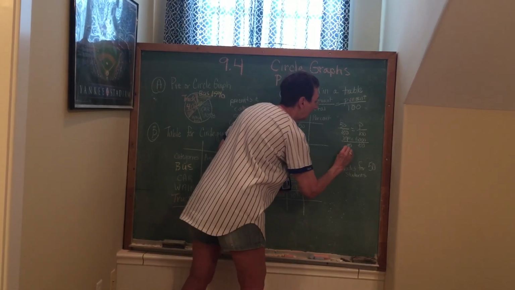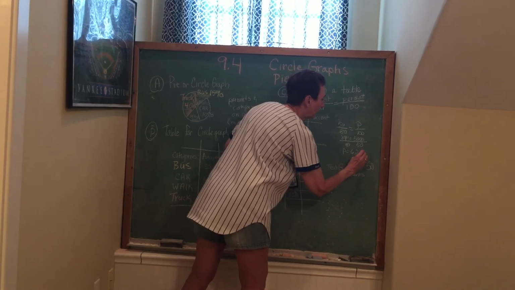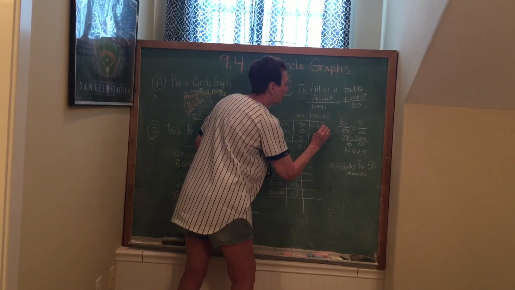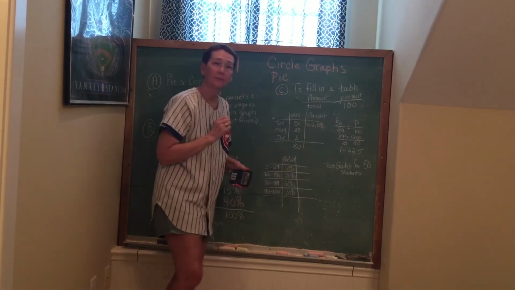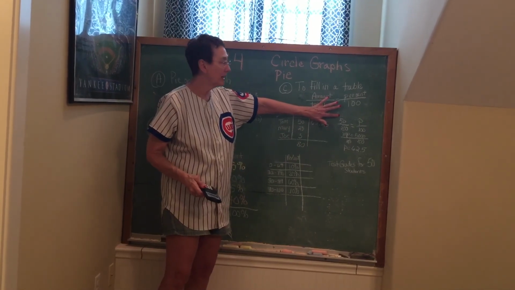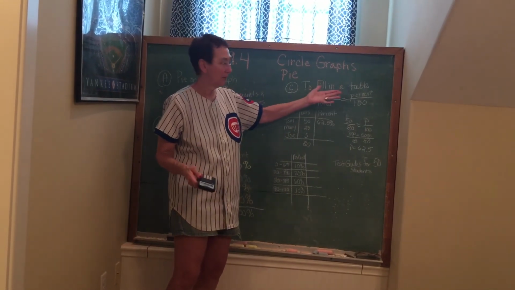And I would get that my percent is 62.5. So right here in your percent, you'd put 62.5%. And then I would do the same thing with Mary. Instead of having 50 here, I would have 25.